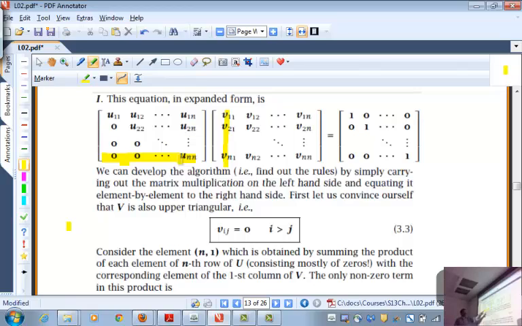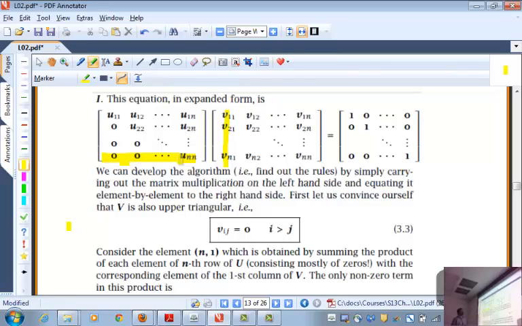But UNN cannot be 0. What happens if any one of these is 0? The diagonal element is 0. You get a determinant as 0. It's singular. It's not invertible. So you cannot do that. Okay, so you have to assume that this is a non-singular matrix, so none of the diagonal elements are 0. So UNN is not equal to 0, so VN1 must be equal to 0.